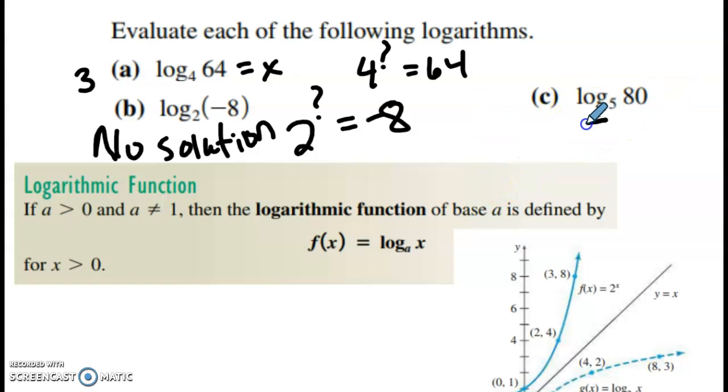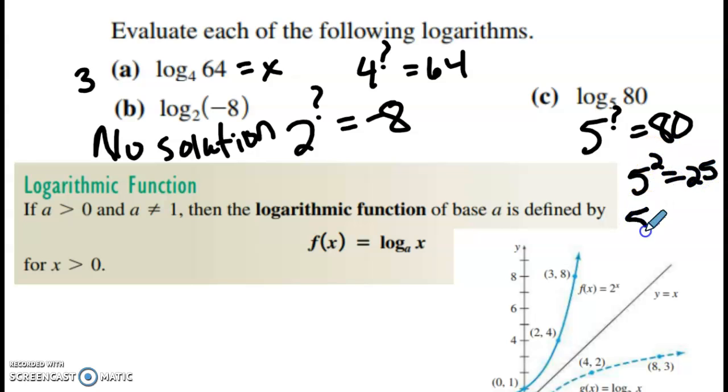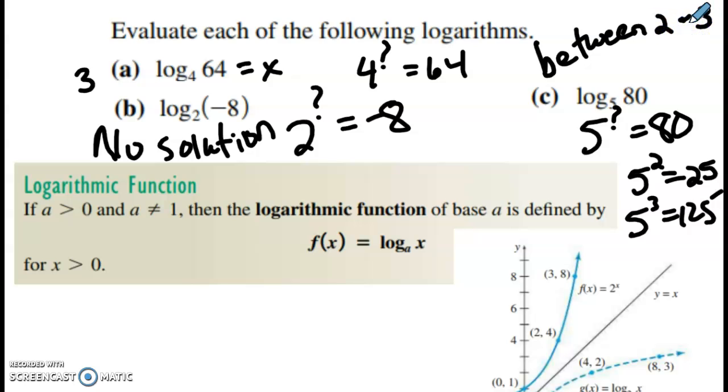Log base 5, this is saying 5 to what power is 80? Unfortunately, I don't have a nice number like this 3. 4 to the 3rd was 64. I know that 5 squared is 25, so it must be bigger than 2. I know that 5 cubed is 125. So 80 is somewhere between there. So it's something between 2 and 3. Well, I'd like to know exactly. Is it 2.5? What is it? So we're going to find out how to find that answer, okay?